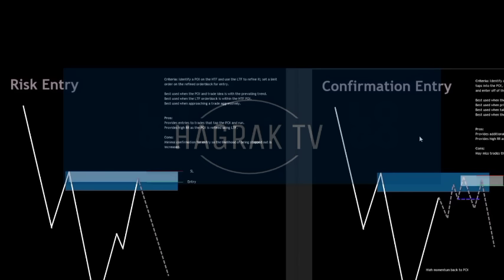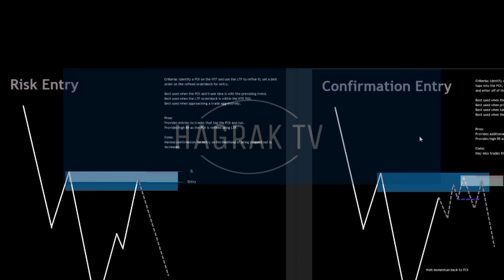The pros of using a confirmation entry is that it provides additional confirmation prior to taking an entry. You are seeing a change of structure or a change of trend in favor of that trade prior to actually taking the trade, and it also provides high risk to reward as the point of interest is refined and executed using a lower time frame, which can allow you to have a higher risk to reward.